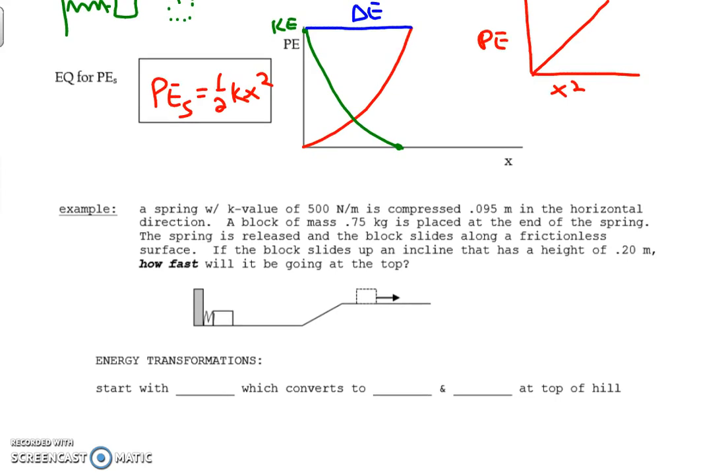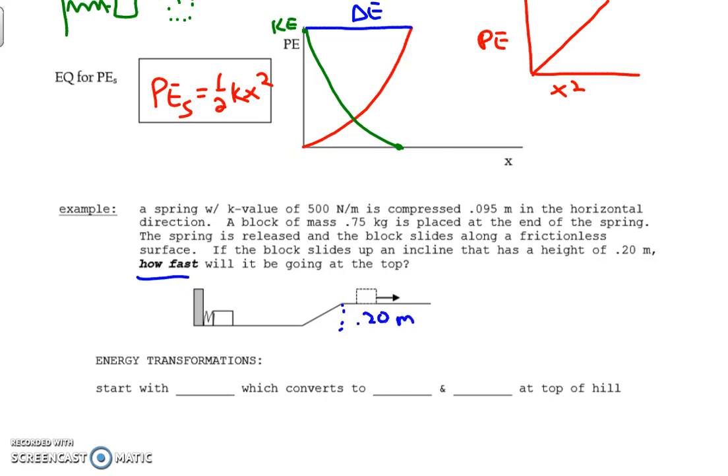All right, so let's do an example. We've got a slightly more complicated problem. We've got a spring with a K value of 500 newtons per meter. It's compressed a certain distance horizontally. We attach a mass to it, and then we release the mass. The mass is going to slide forward and then up an incline with a frictionless surface. The question we want to answer is how fast will it be going at the top? And you are told that this height here is 0.20 meters.